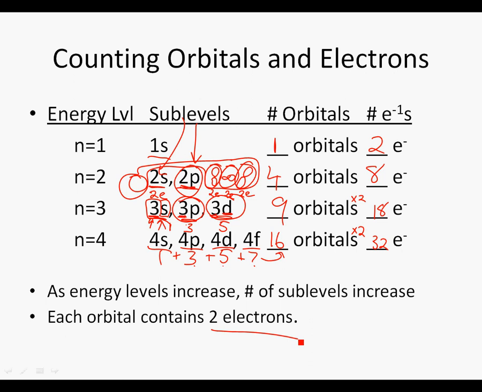So to recap, orbitals are like rooms inside the atom. Each room contains 2 electrons. The sublevels are the collection of those orbitals of all the same type. So all the p's in an energy level, or all the d's in an energy level, or all the s's in an energy level. Wait, there's only one s in any energy level. But each of those, again, is a sublevel. So orbitals are the rooms, sublevels are like the collection of rooms, and energy levels are like the floor.